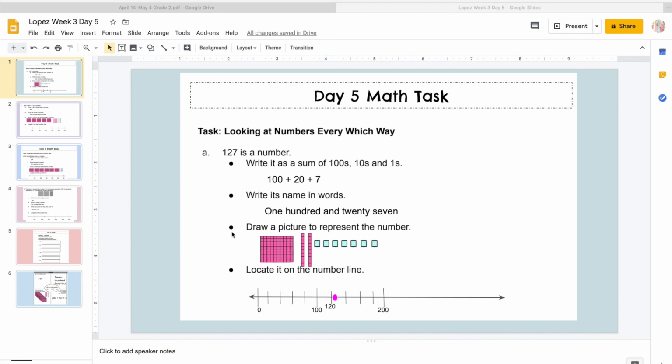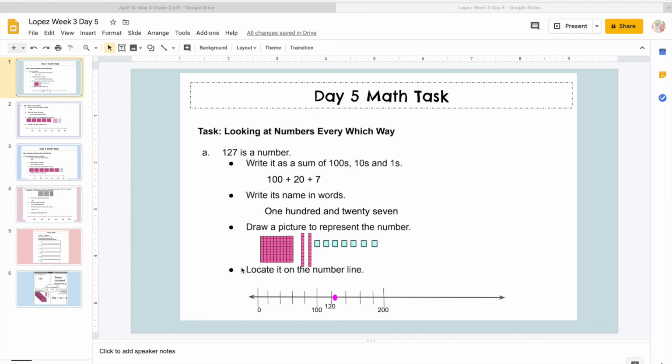I have found that the easiest way to do this is using your base 10 blocks, understanding that the big square represents 100, the rectangles here represent a 10, and that the blue small squares here each represent 1. So if we're breaking apart 127 and drawing a picture to represent it, we need 100, we need 2 10 bars, and we need 7 ones.